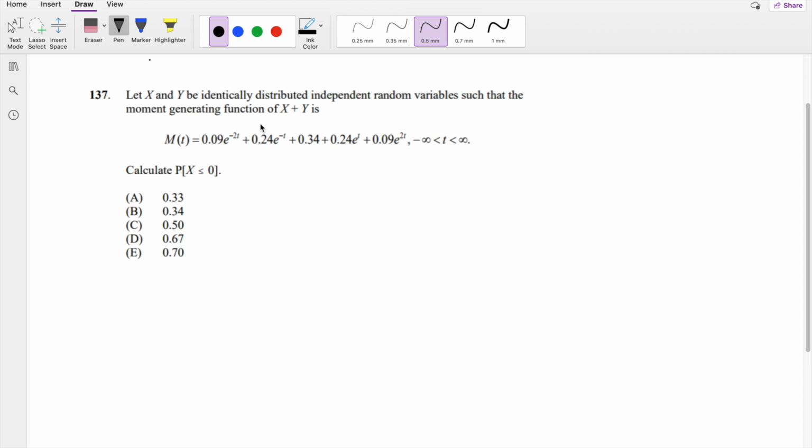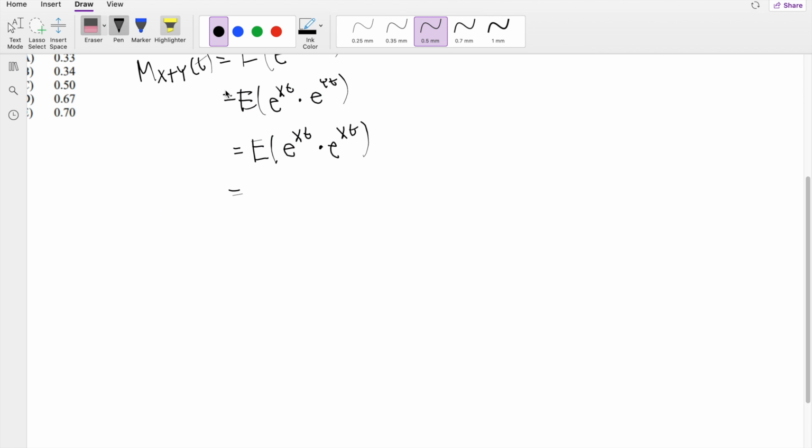So they say X and Y are identically distributed with this moment generating function right here. So they're saying the moment generating function of X plus Y of t is equal to that thing. By definition, this is equal to the expected value of e to the (X plus Y)t. Furthermore, we can say this is equal to the expected value of e to the Xt times e to the Yt. But because we know they're independent, we can split this up into E of e to the Xt times E of e to the Yt.